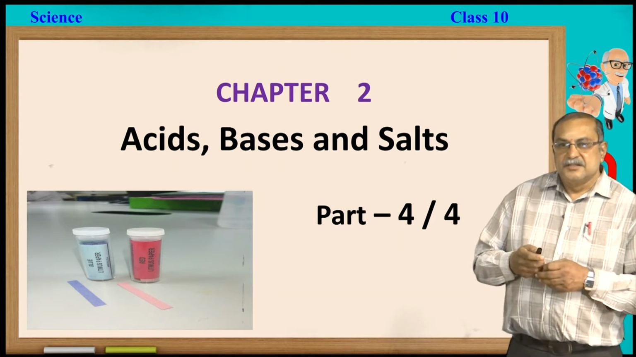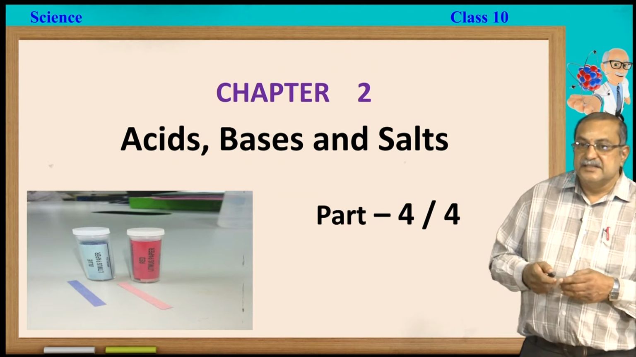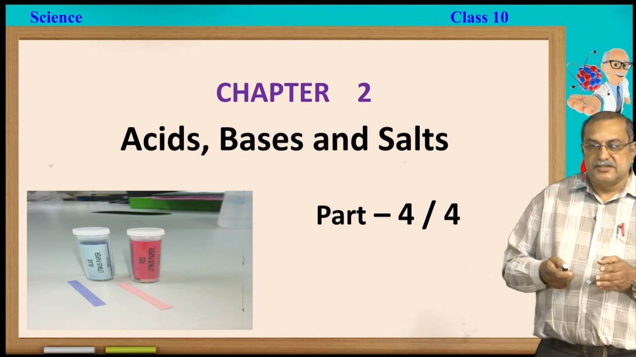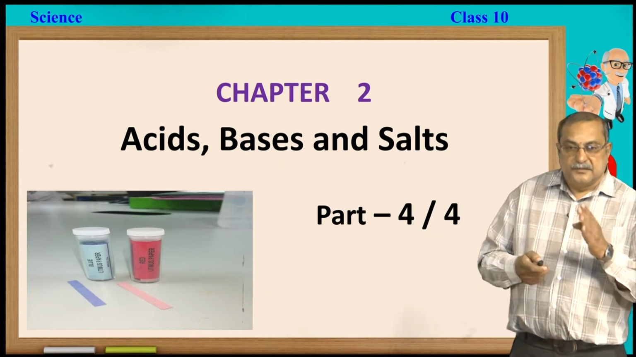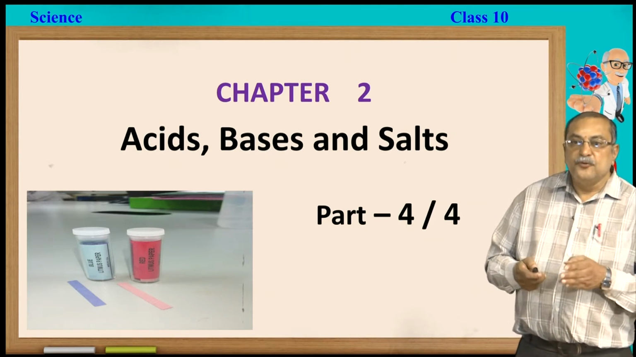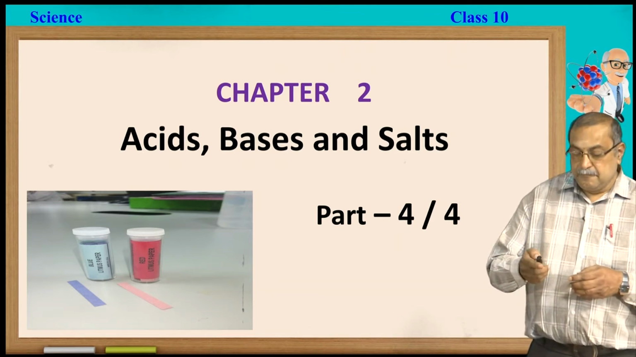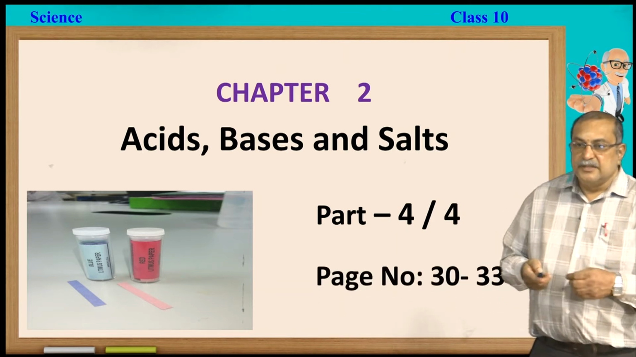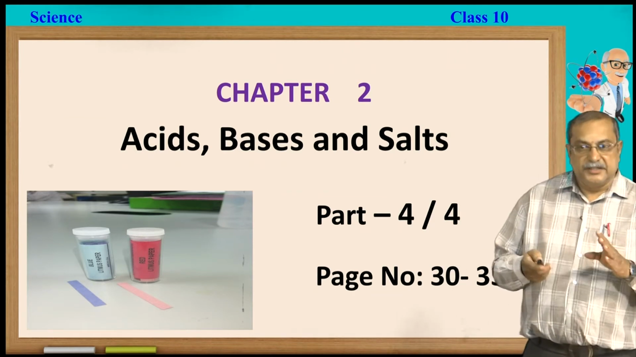Okay. So, we are going to learn about acids, bases and salts. This is the second chapter in the first part of your science book, and we are going to learn part 4 of 4. This is the last part. This starts from page number 30 to 33 in your textbook.